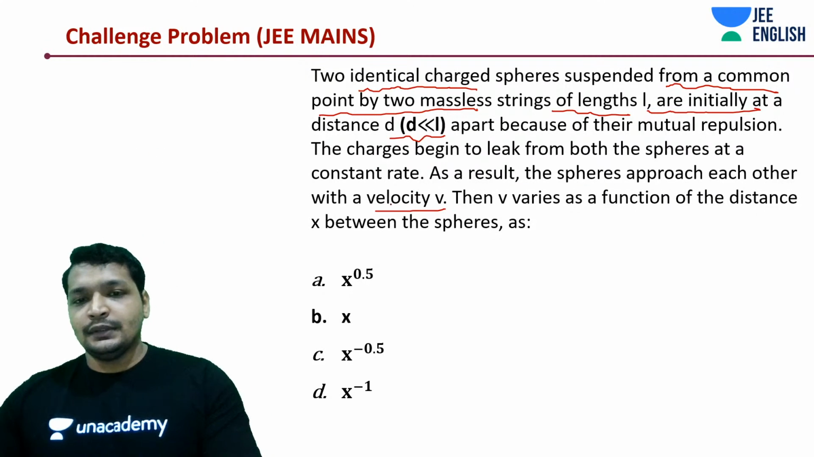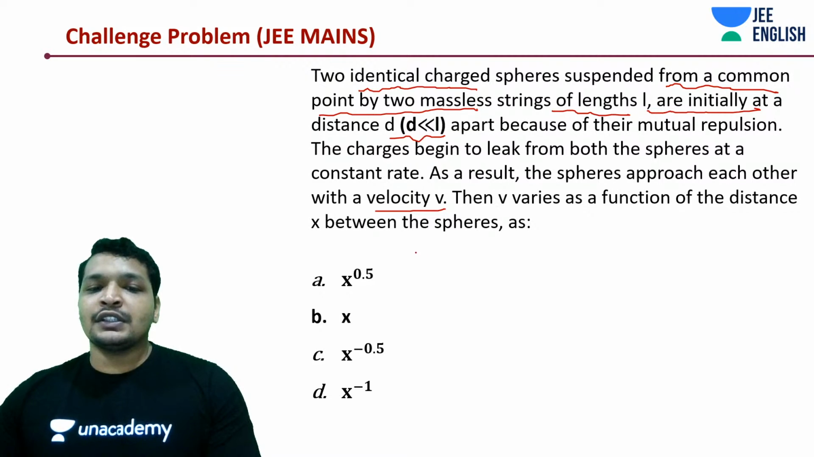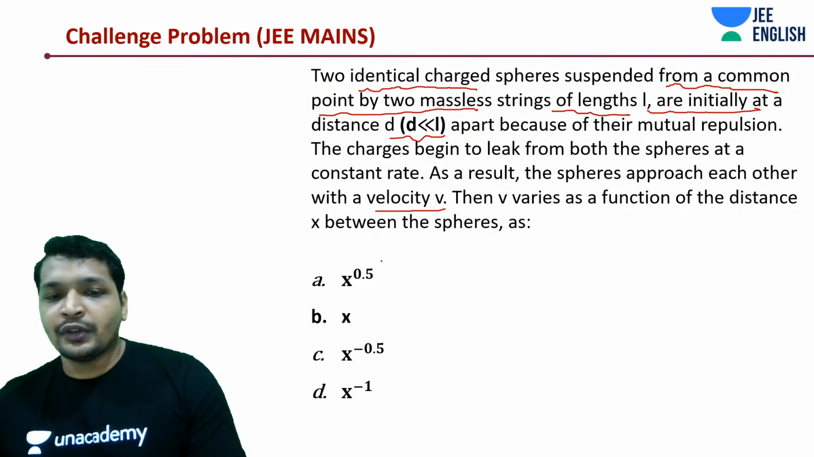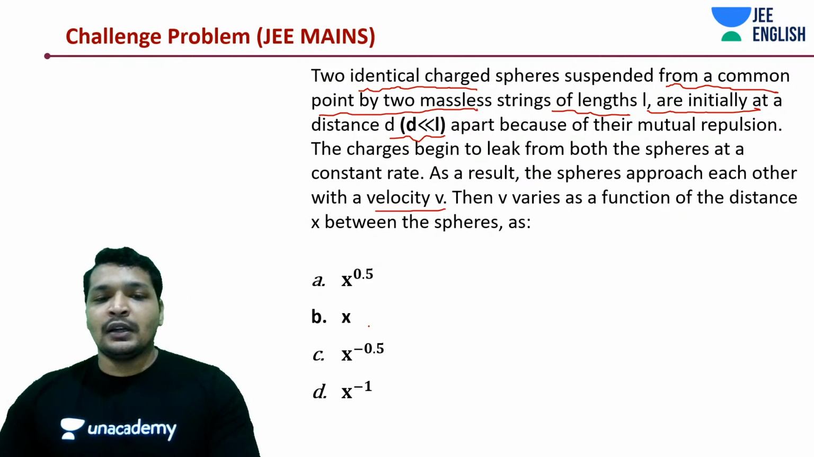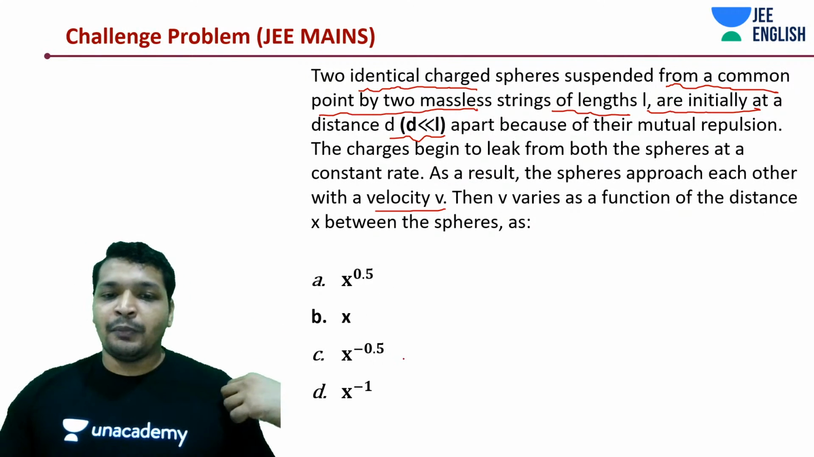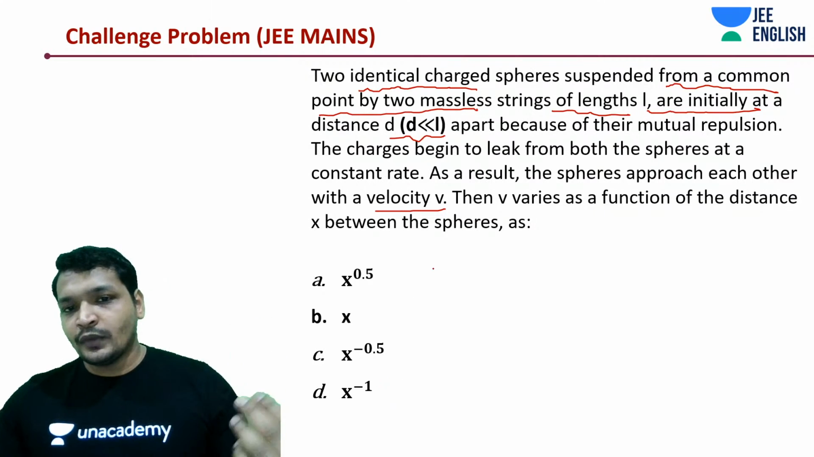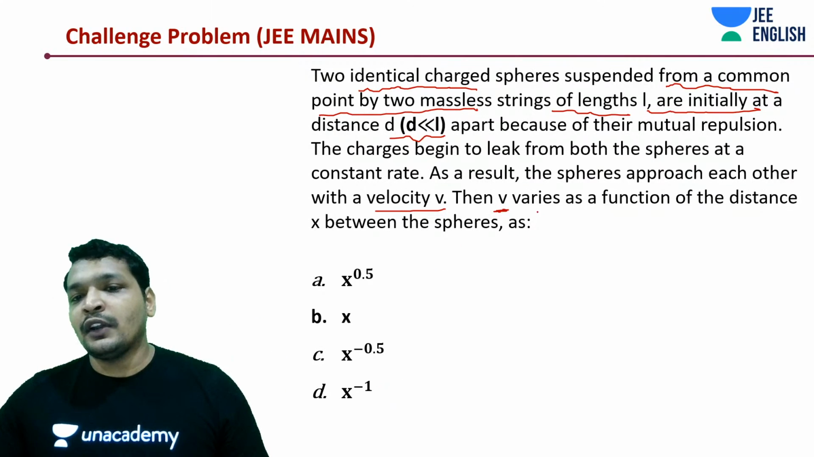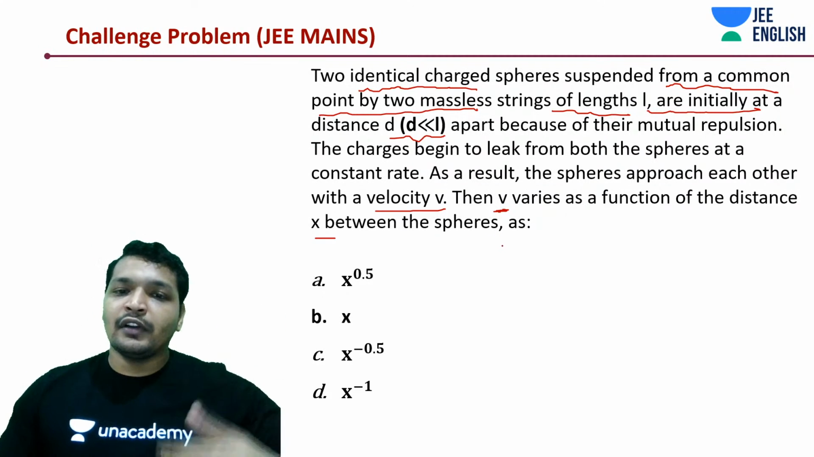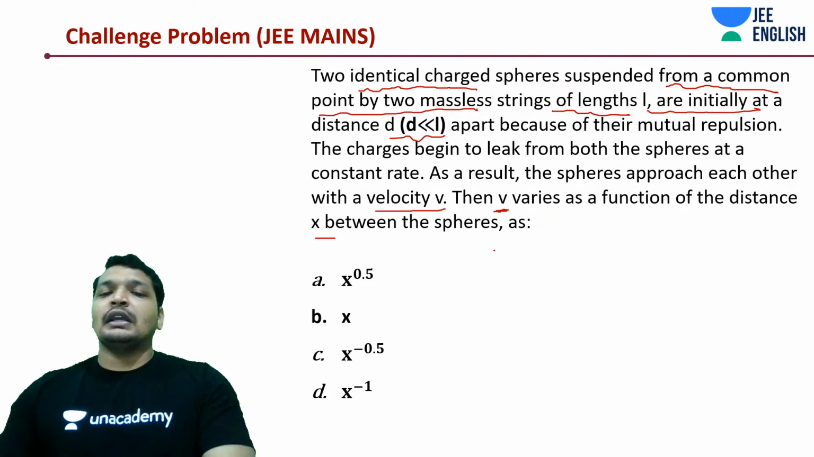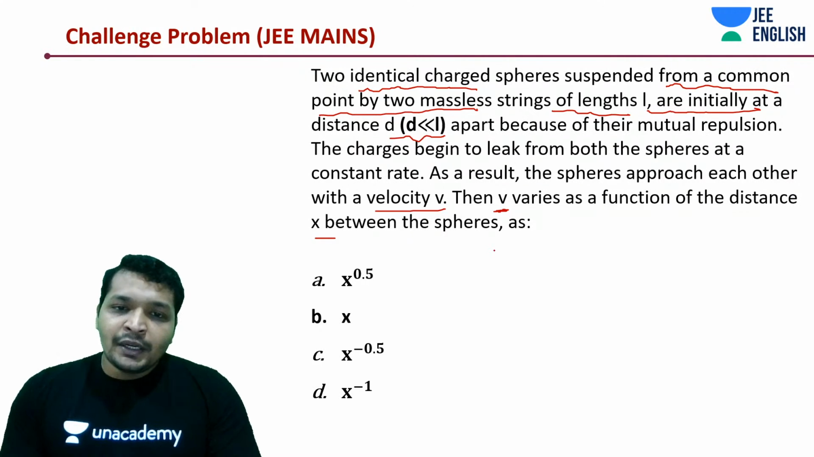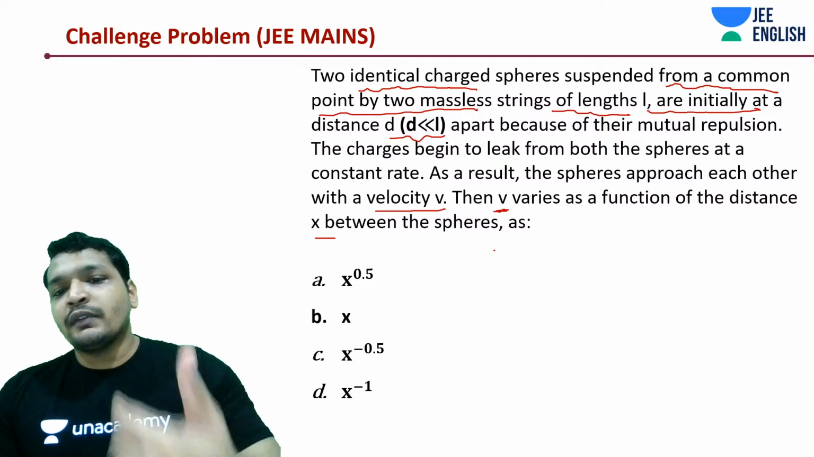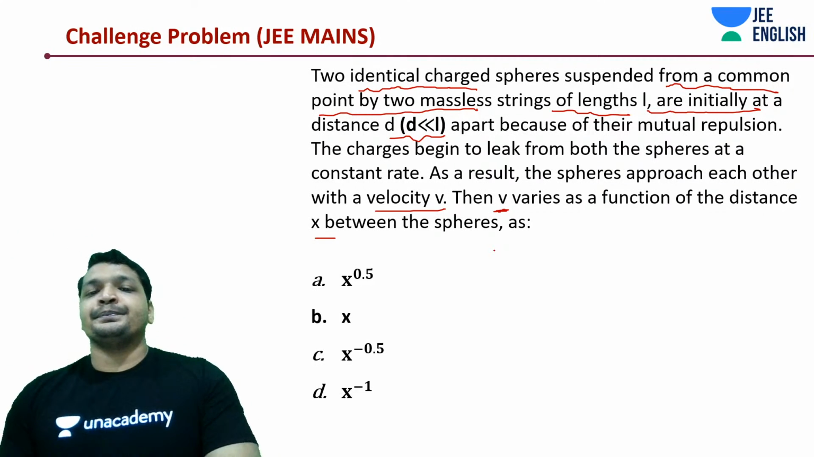So the thing is, the v varies as a function of distance by how much? You can calculate this part, you can work around it. Given options: x to the power 0.5, x to the power x, x to the power minus 0.5, x to the power minus 1. They are asking you what is going to be the velocity in terms of distance, like what is the relation between velocity and distance. Like if it has moved by 1 meter, how is the velocity going to get impacted?